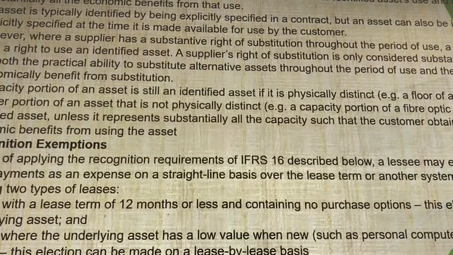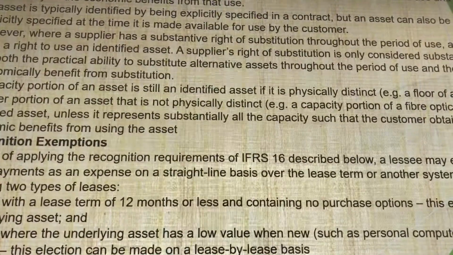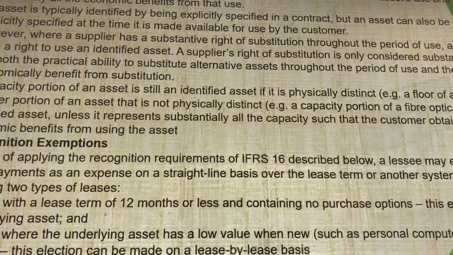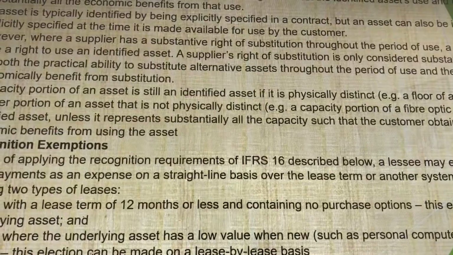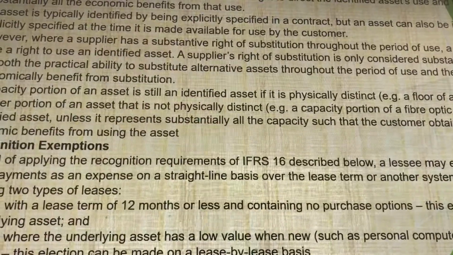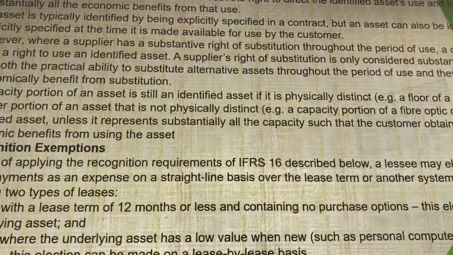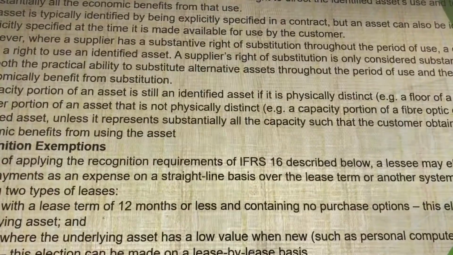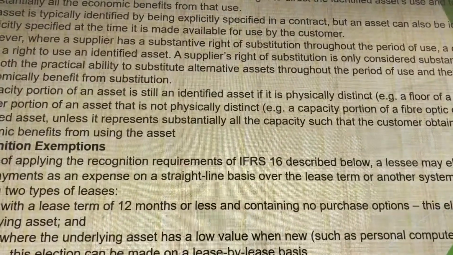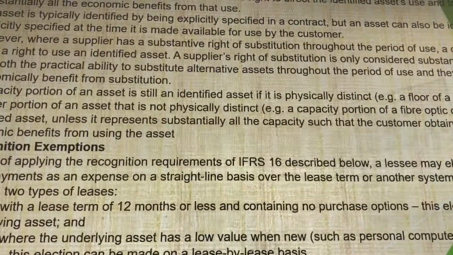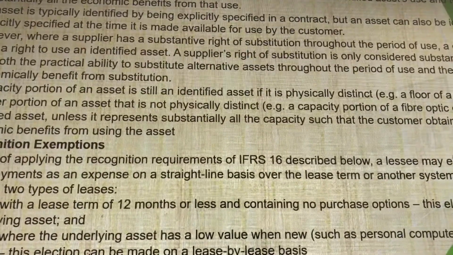Let's talk about the recognition exemption. Instead of applying the recognition requirements of IFRS 16 described below, a lessee may elect to account for lease payments as an expense on a straight-line basis. There are two bases for this exemption. Number one, a lease with a term of 12 months or less, and number two, a lease where the underlying asset has a low value.